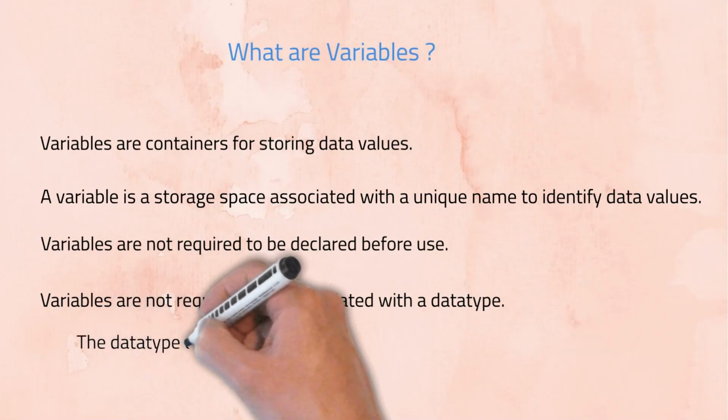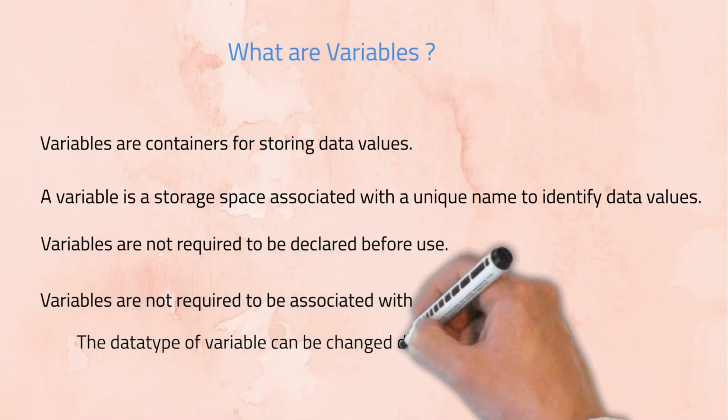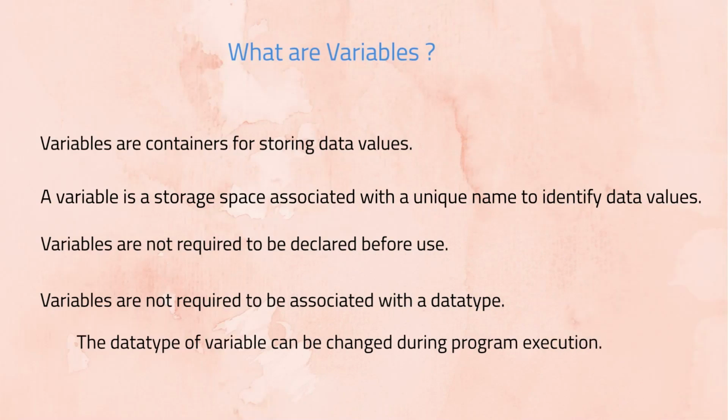The data type of a variable can be changed anytime on reassigning a different type of value to the variable. For example, changing the variable value from 10 to 10.50 will change the data type from int to float.